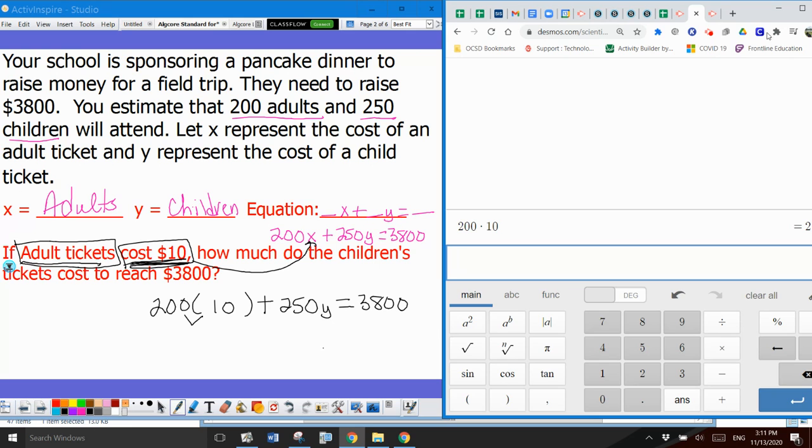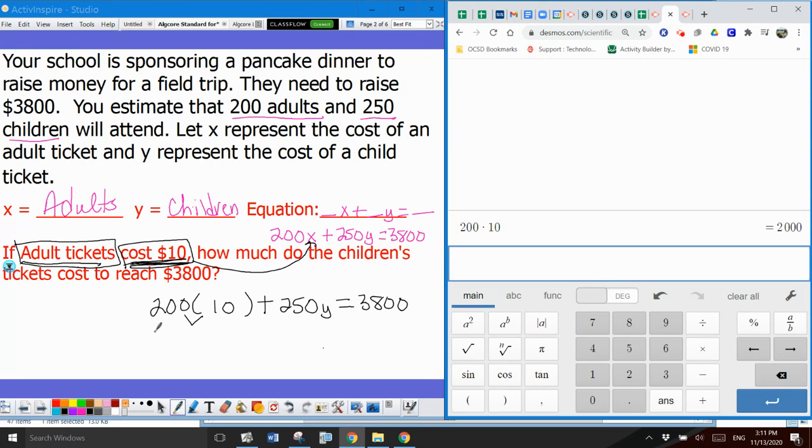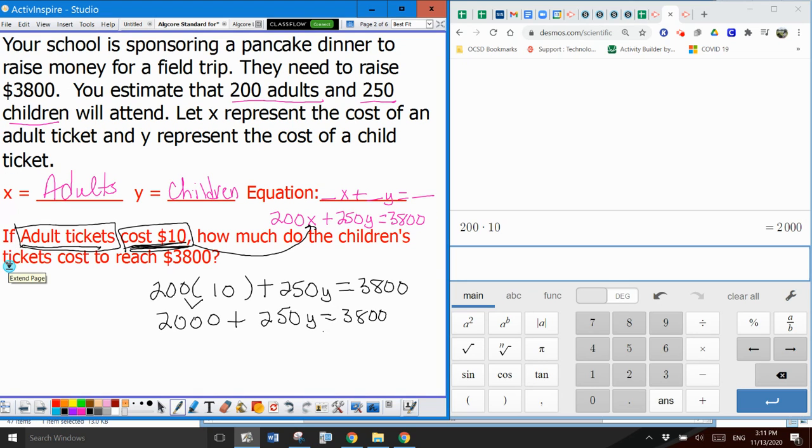And that gives me, I need to move that over a little bit. Can't see my total. 2,000. Okay, so 2,000 plus 250Y equals 3,800. If you're ahead of me, keep going because I know that you can solve for Y. For those of you who are struggling, who moves next, the 2,000 or the 250? You're right, it's the 2,000.